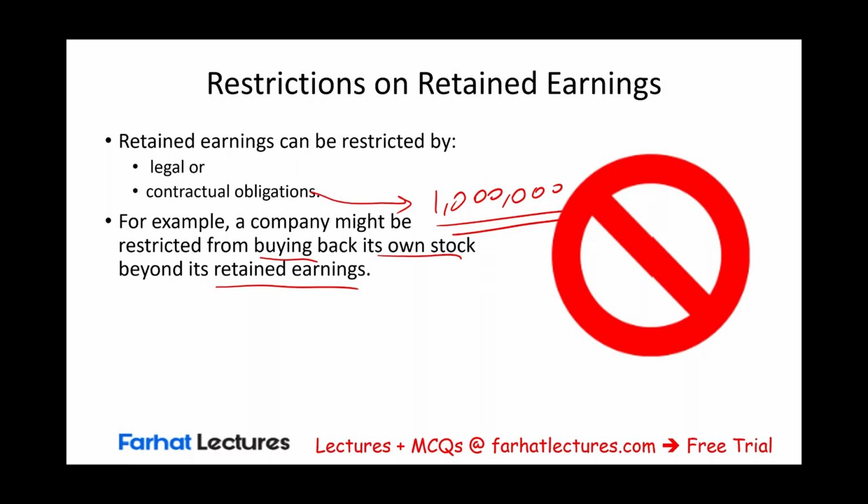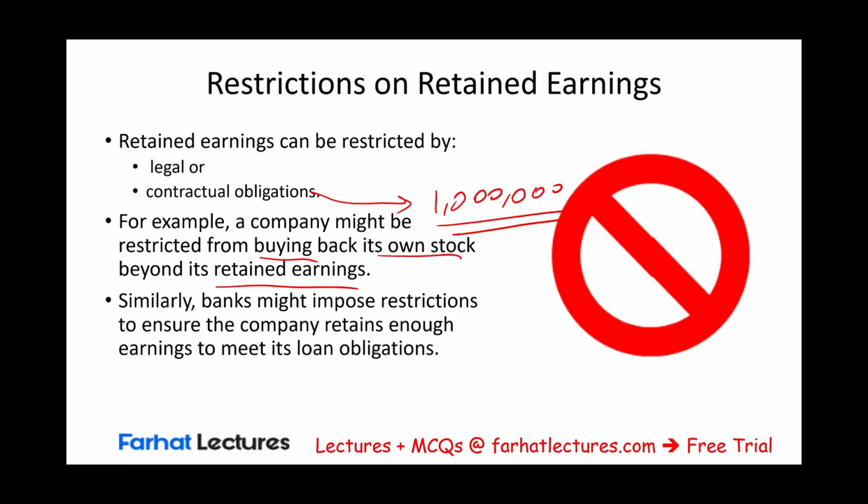So a company might be restricted from buying back its own stock beyond its retained earnings, because beyond a certain amount. Why? Because if somebody lends you money, they don't want you to be using any profit to reward the shareholders. They want you to restrict because they want to be paid first. So a bank can impose restrictions to ensure the company retains enough earnings to meet its obligations. This is a contractual obligation where they can restrict it. And certain companies legally have to do so by the industry. For example, in the banking industry they have to follow certain standards.